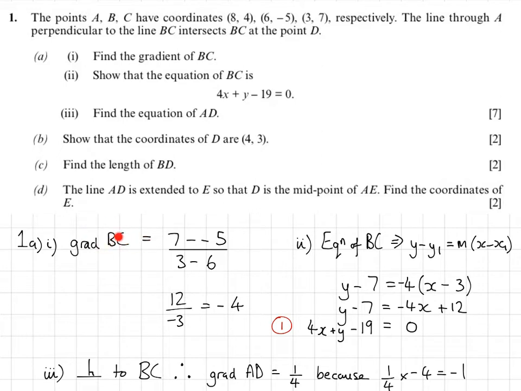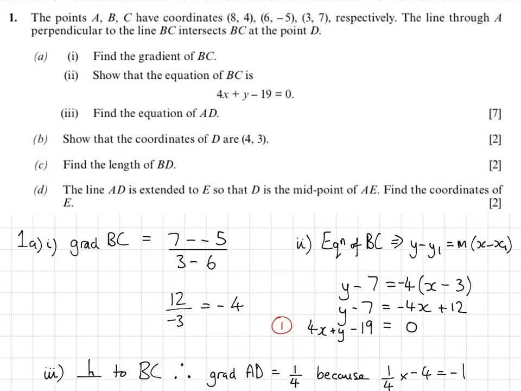To find the gradient of BC, we should do our difference in y's divided by our difference in x's. I have done 7 take away minus 5, and because I did 7 first here, that means I have to do 3 first here. So 3 take away 6 then, so 7 minus 5 is 12, divided by minus 3 is negative 4. So that's the gradient of BC.